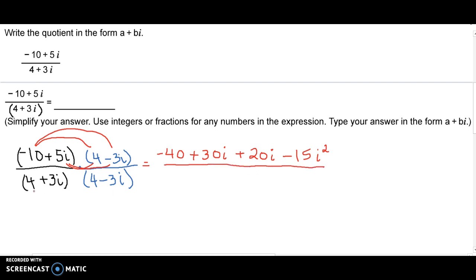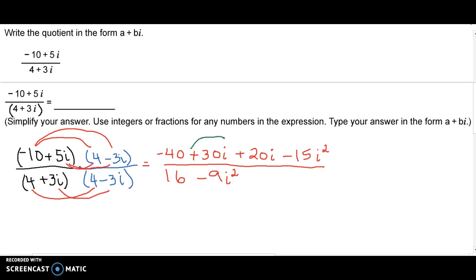On the bottom, because of the conjugate, because one is plus and one is minus, you just have to multiply the first number times the first number, which is 16, and the last times the last. That would be minus 9i squared. From here, we're going to start to simplify.